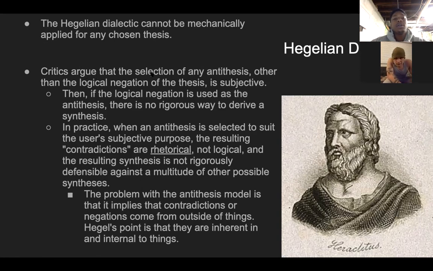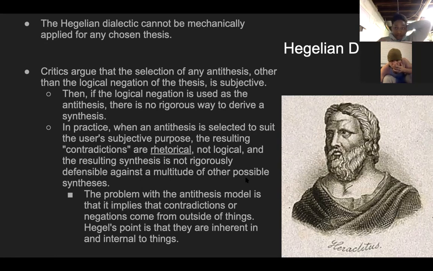So critics argue that the selection of any antithesis other than the logical negation of the thesis is subjective. Then, if the logical negation is used as the antithesis, there is no rigorous way to derive a synthesis. But in practice, when an antithesis is selected to suit a user's subjective purpose, the resulting contradictions are rhetorical and not logical, and the resulting synthesis is not rigorously defensible against a multitude of other possible syntheses.